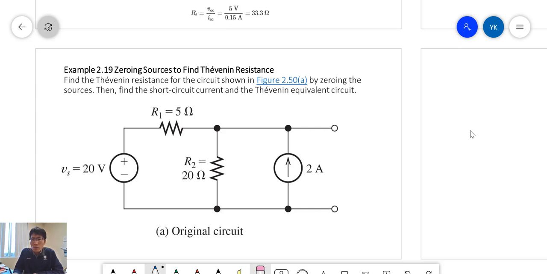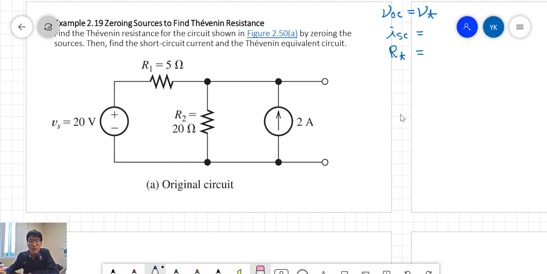Alright, so here is the same thing. We need to find the VOC, which means the Thevenin voltage, and we also need to find the current ISC, or we can use RT, which means the Thevenin resistance. Okay, we can calculate the Thevenin voltage. We can use one of the methods, node voltage analysis or mesh current method. I want to use node voltage analysis.